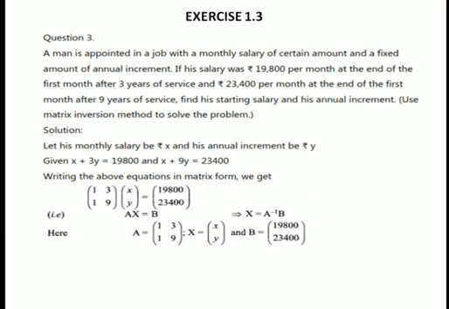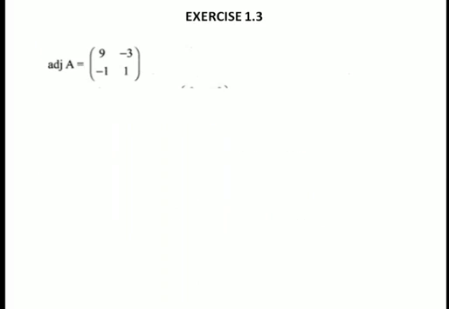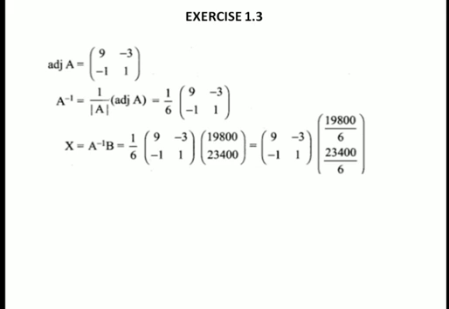Then take the A, X, and B values and write them separately. After that you find the modulus of A. Its value is 6. For the adjoint of A, interchange the places of 9 and 1 and multiply the minus sign with 1 and 3. That gives the adjoint of A. Then A inverse you are going to find. After that, X equal to A inverse B.